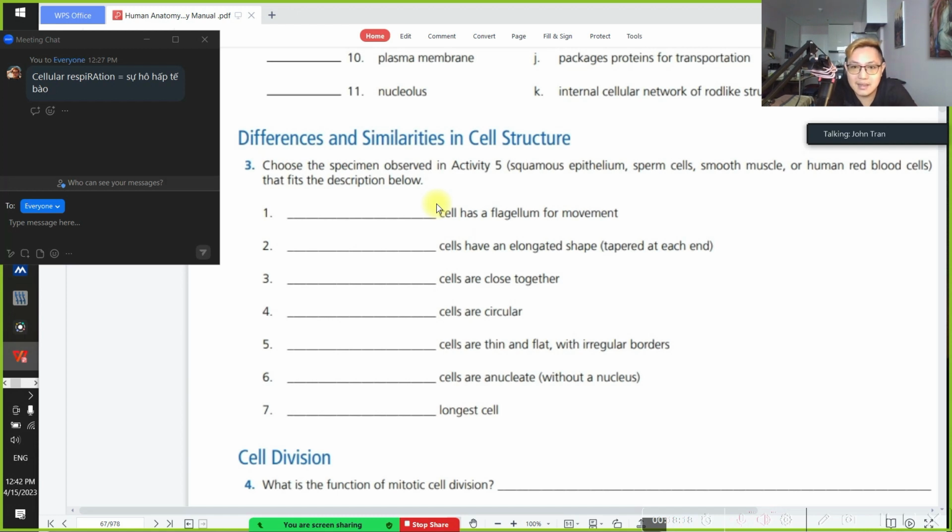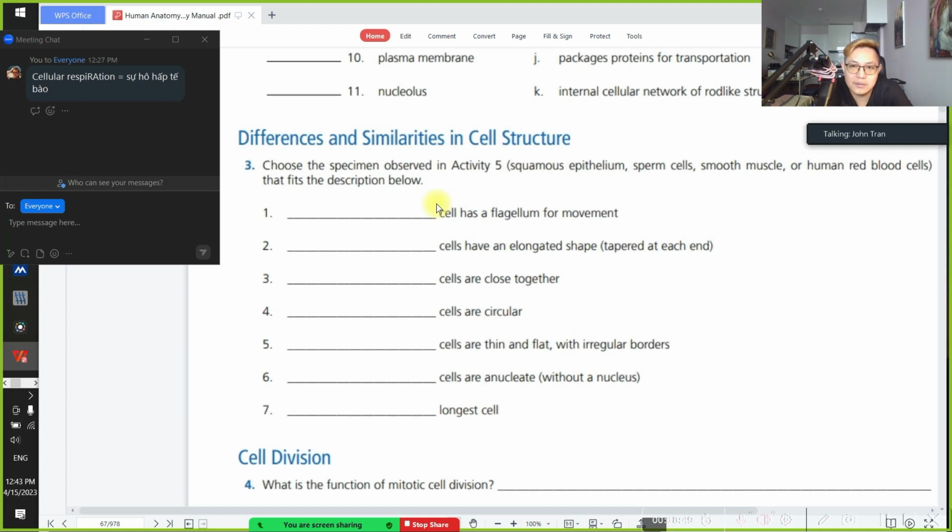Okay, which cells are thin and flat with irregular borders? Tế bào nào nó dẹt và nó phẳng lì với những cái bờ mà nó hơi bị kỳ lạ. Dẹt và phẳng lì với những cái bờ mà rất là kỳ lạ. Cái vảy cá. Rất là mỏng và phẳng lì.